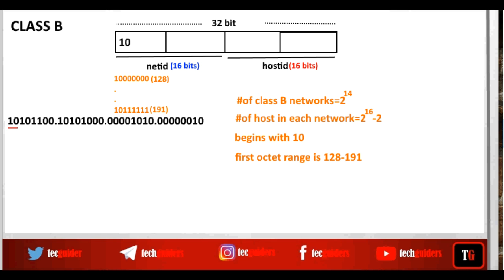Thus, given an IP address in its dotted decimal format, if its first octet is within the range 128 to 191, it means it's a Class B IP address, and hence the first 2 octets is its network ID and the remaining 2 octets is its host ID.